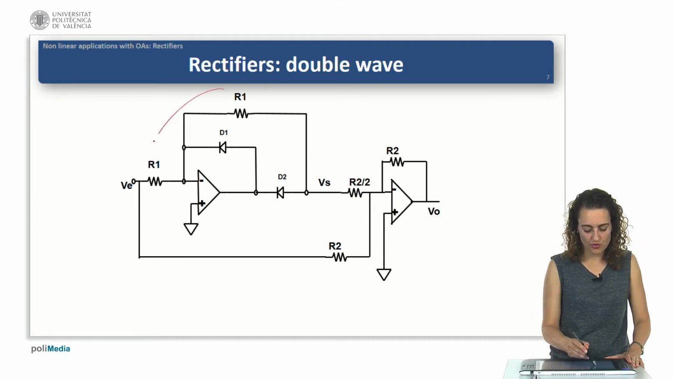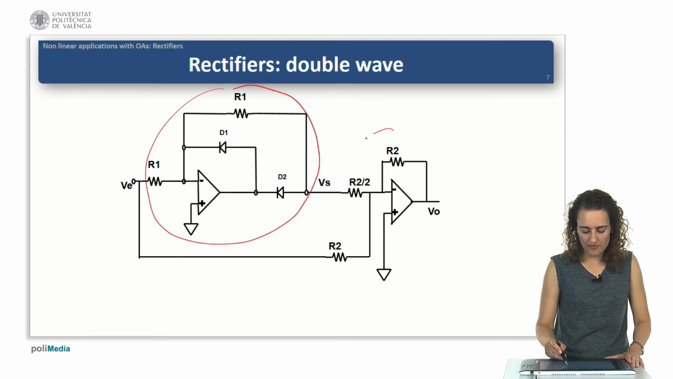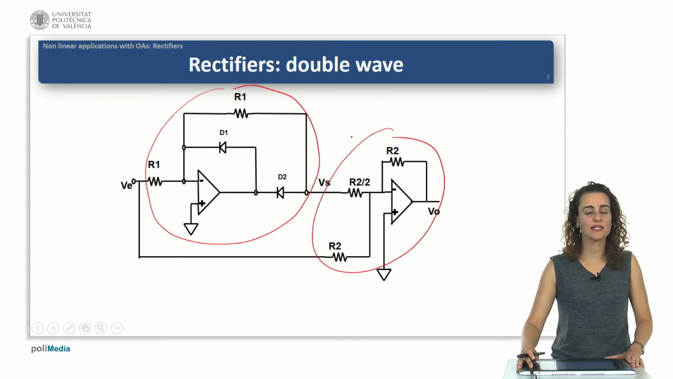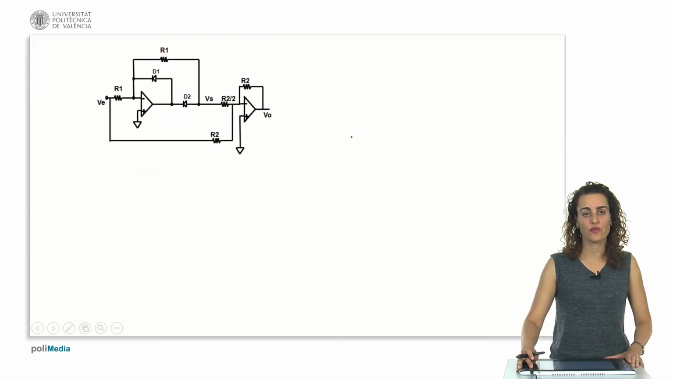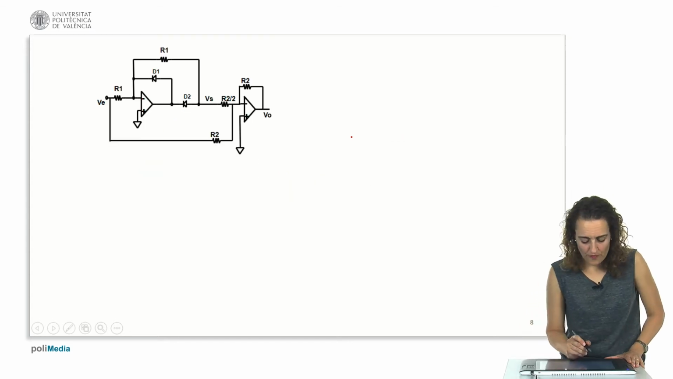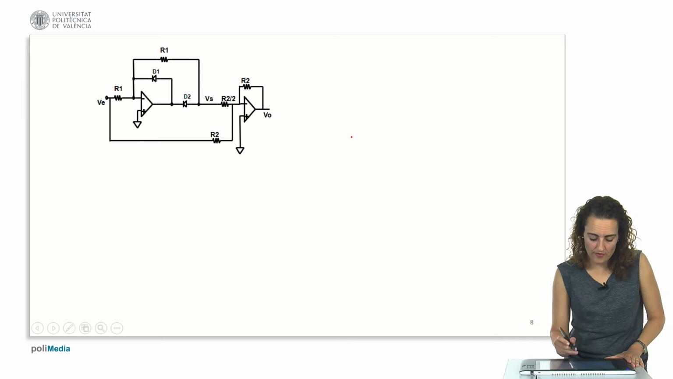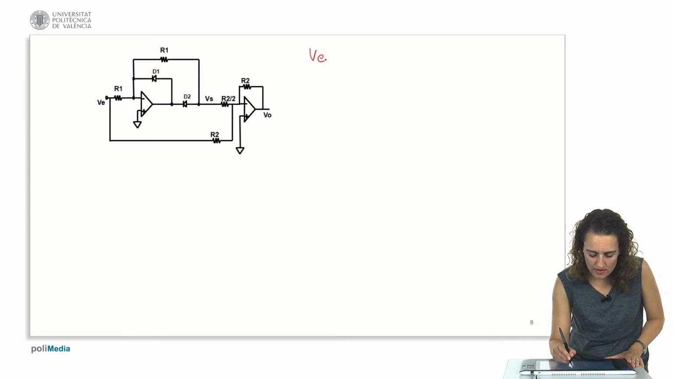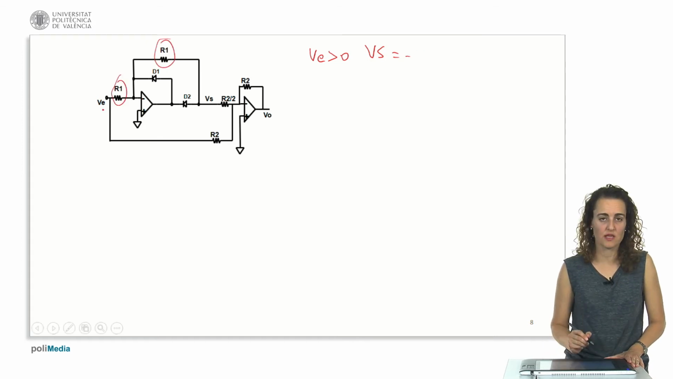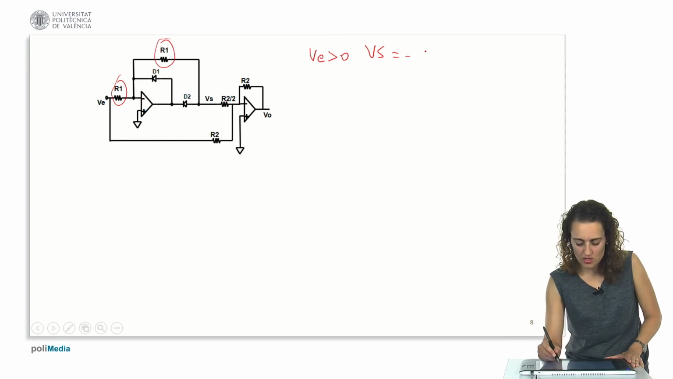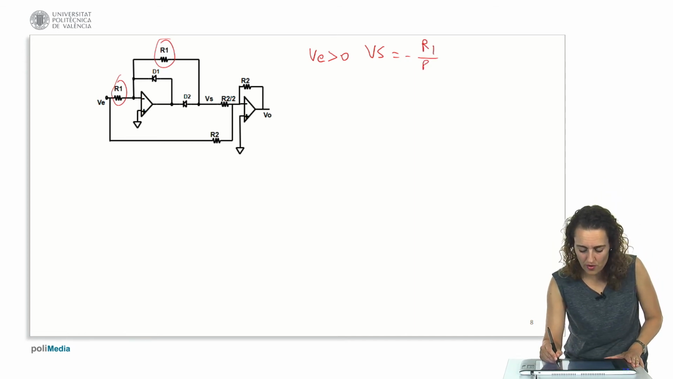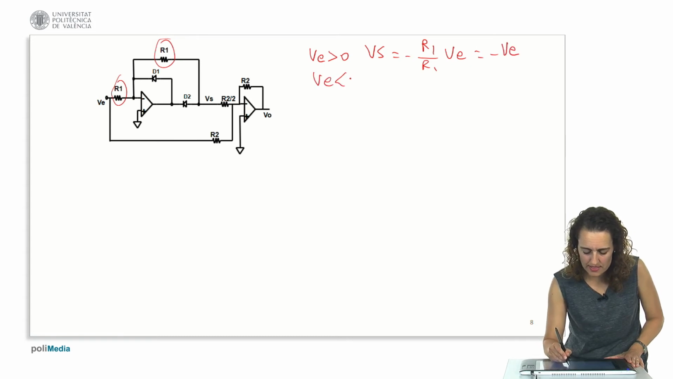So this is the first circuit we have analyzed, and here we have a summing block. Let's analyze it and demonstrate that this is a double wave rectifier. From the previous analysis, we have obtained that when VE is positive, Vs was minus R2 over R1 times VE. In this case, both resistors are the same, so this is going to be minus R1 over R1 times VE, which is minus VE. And when VE is negative, we know that Vs is 0.